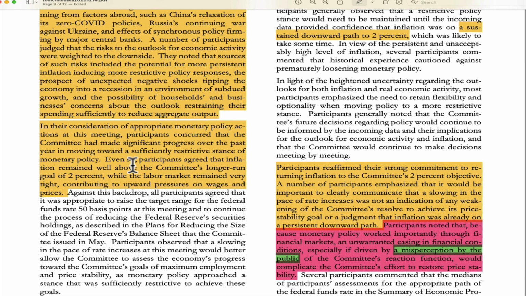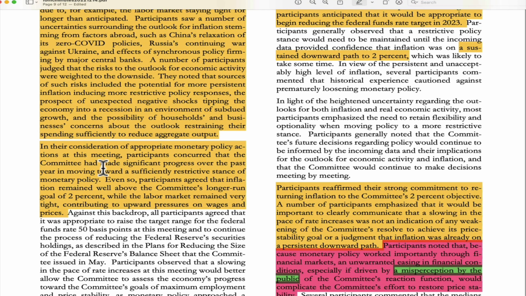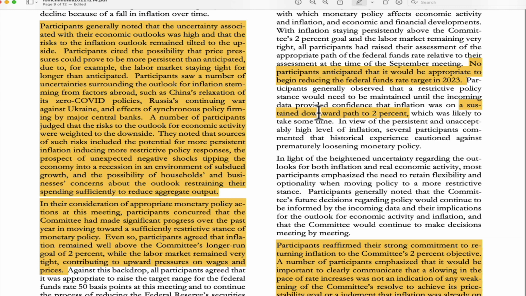Whereas over here, they say that it's above its longer range goal of 2%. We've always heard them say it's 2%. It's 2%. But here they're saying a sustained downward path to 2%. So if we see inflation dropping for the next 5 or 6 months, could they begin to cut rates at that point, 25 basis points here and there, because they see it on a sustained path down to 2?